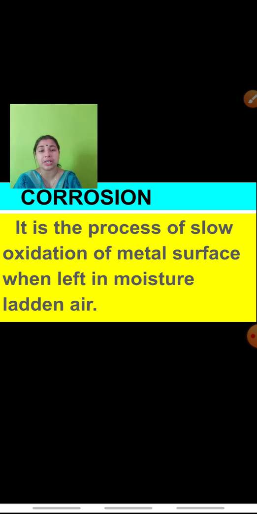That means two things are required, two things are important, and if any one of the two is not there, corrosion, which is the metal oxidation, will not take place. So, metal oxidation takes place when the air is moisture laden. That means some humidity, some water molecules are present in air, and air automatically contains oxygen also. So, the two conditions required for the metal oxidation are water plus oxygen.